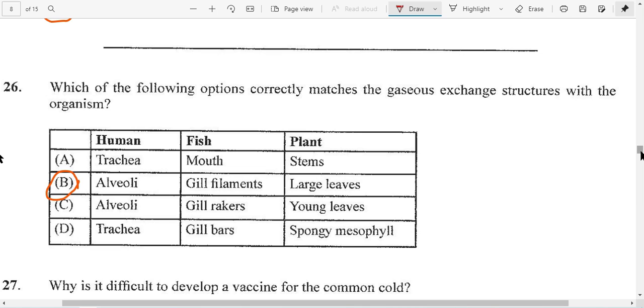We could use elimination here. The gill bar is out. So the most suitable answer here is of course going to be B. So B is our answer there for question 26. Young leaf is also out, and spongy mesophyll is also out, as it were, for this. So our best answer here is going to be B.